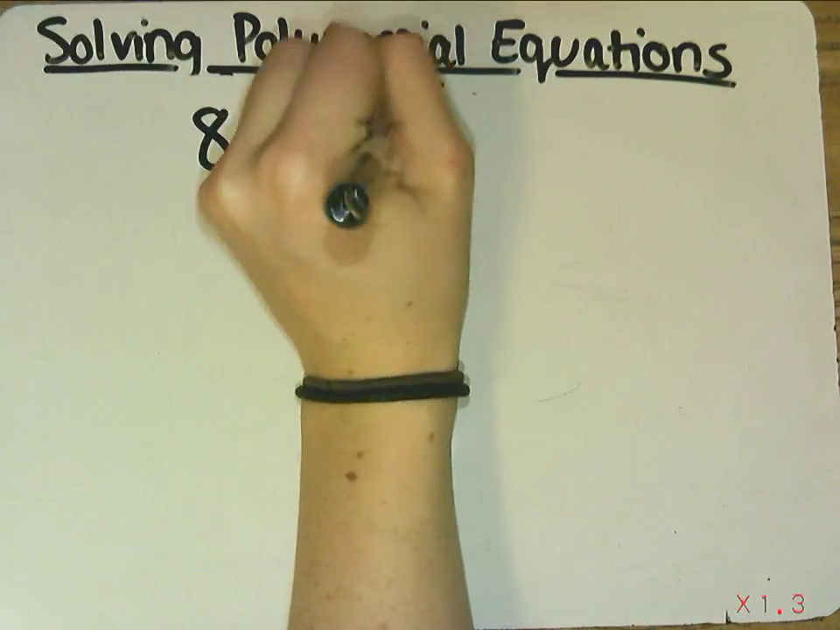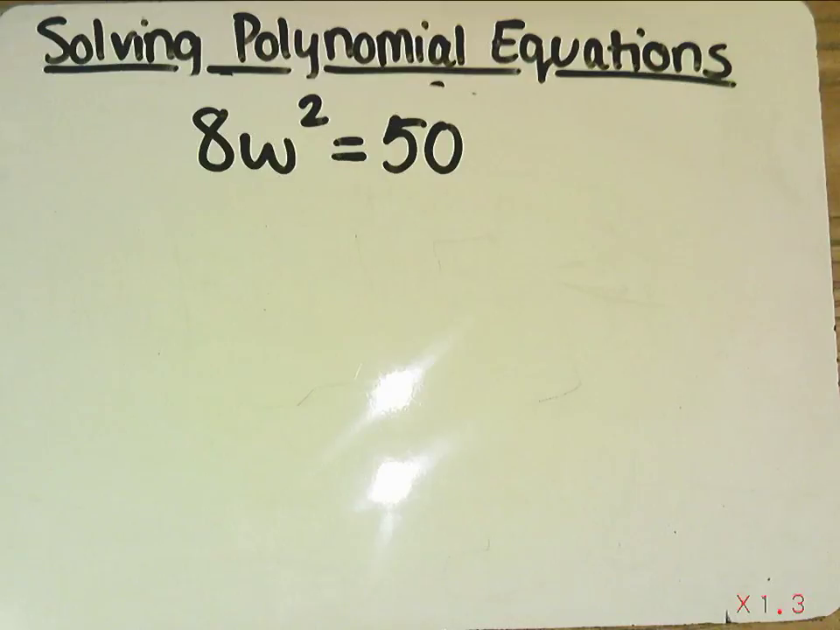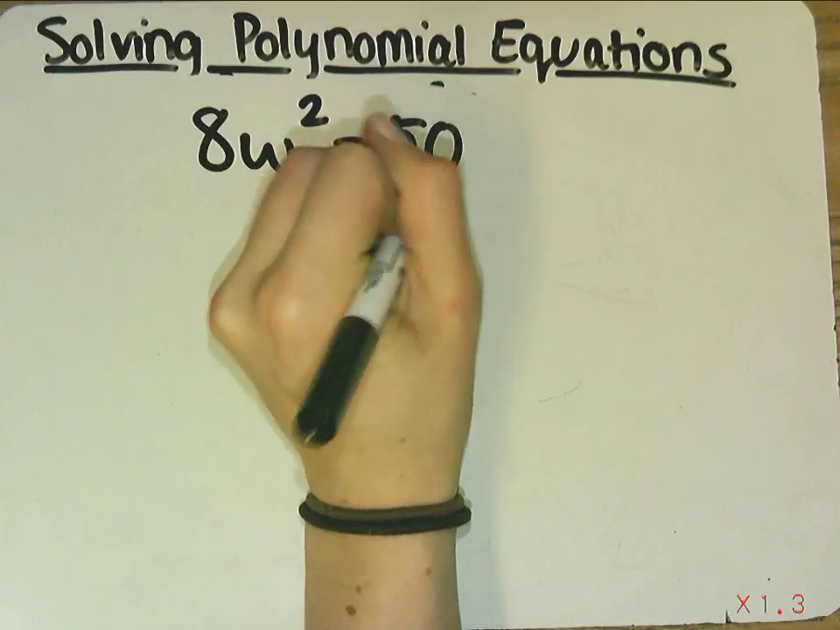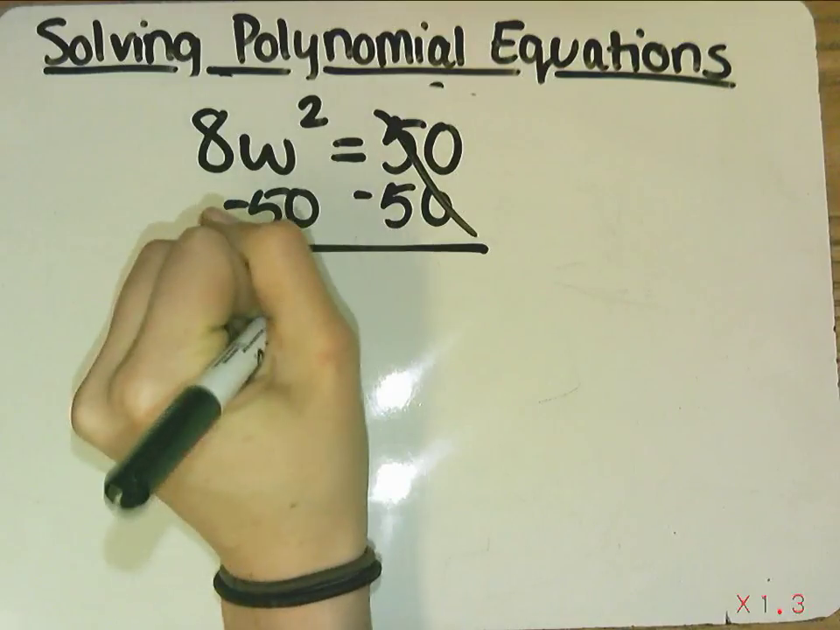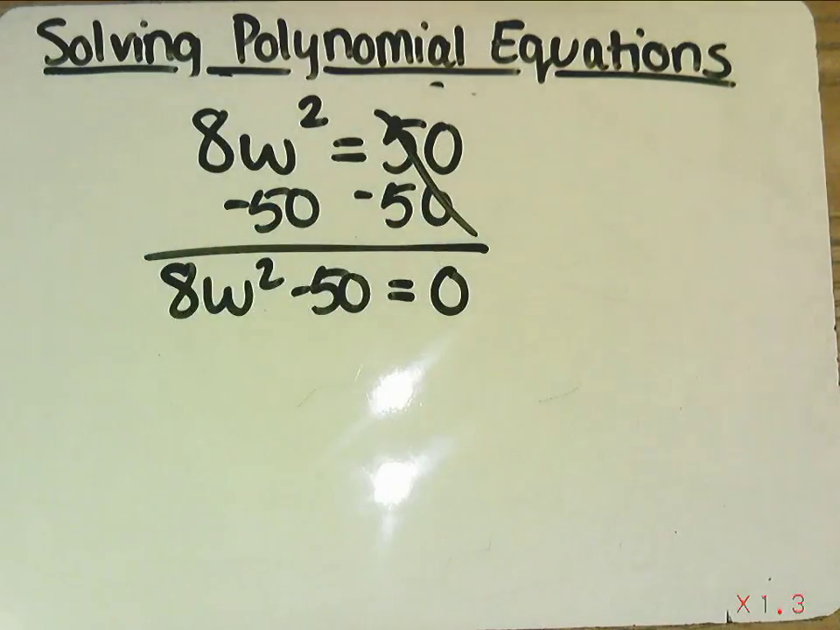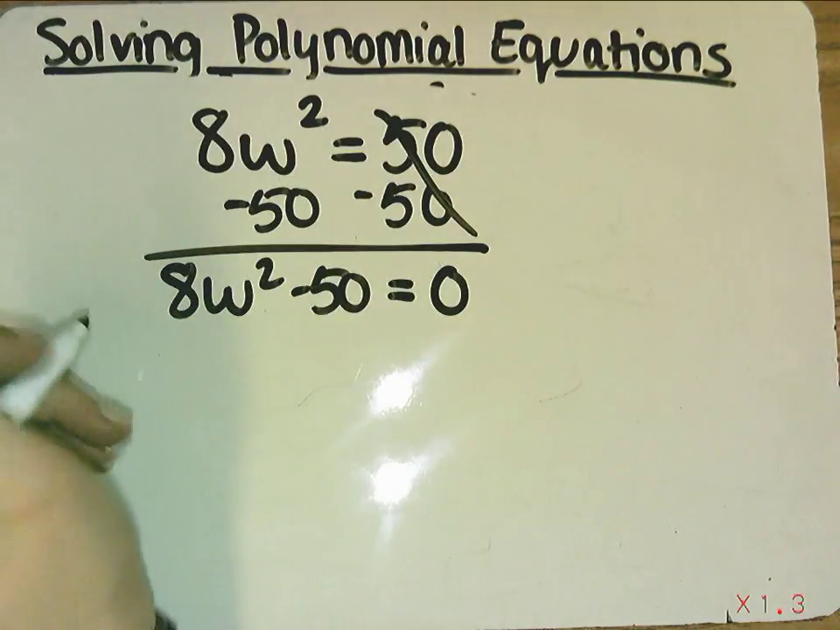8w squared equals 50. So automatically a red flag should go up because we are not equal to 0. First thing I'm going to do is get my equation equal to 0. So I'm going to subtract 50 from both sides. When I do, I'll have 8w squared minus 50 equals 0. Now I'm going to factor this polynomial. I have a binomial, so the first thing I'm going to try to do is factor out a greatest common factor. Here my greatest common factor is 2. So I'm going to factor out 2.